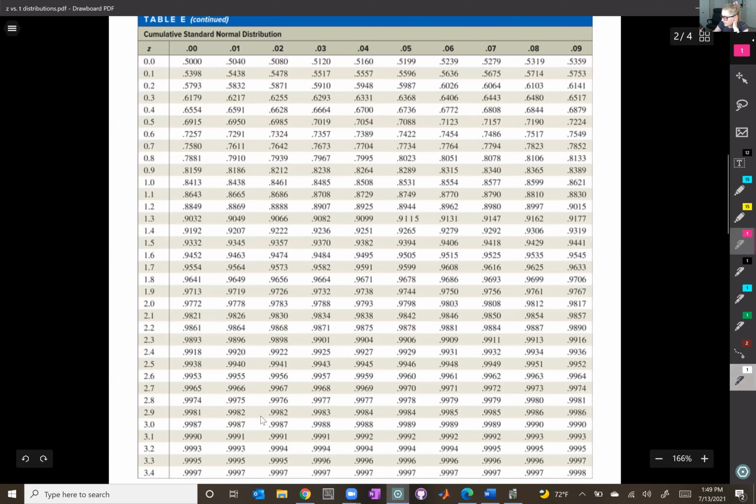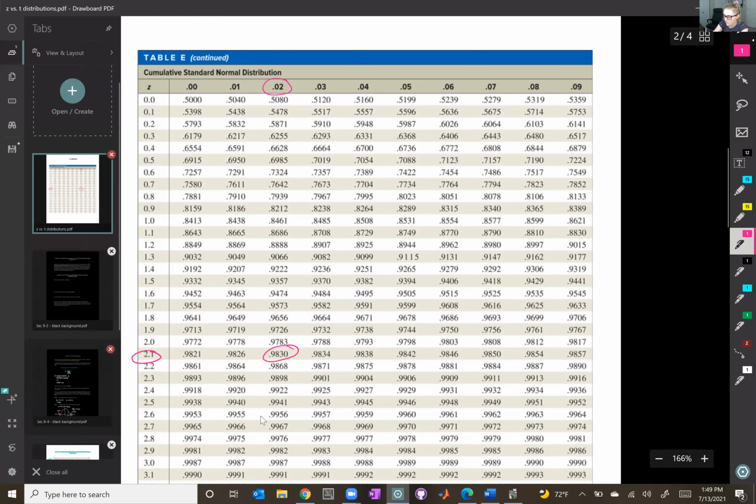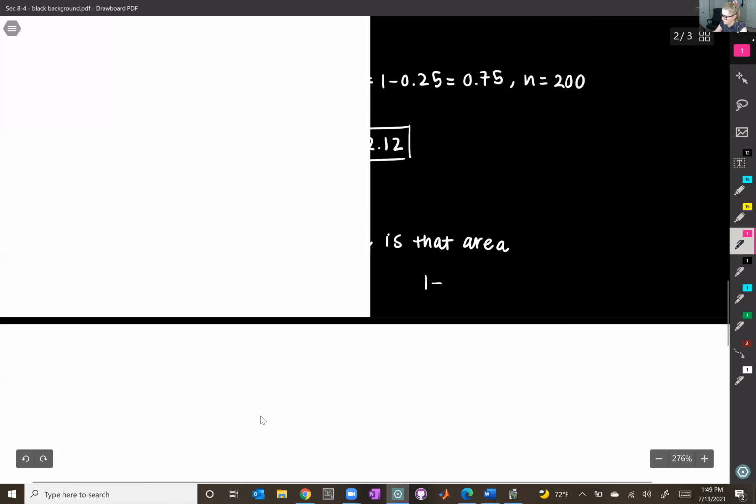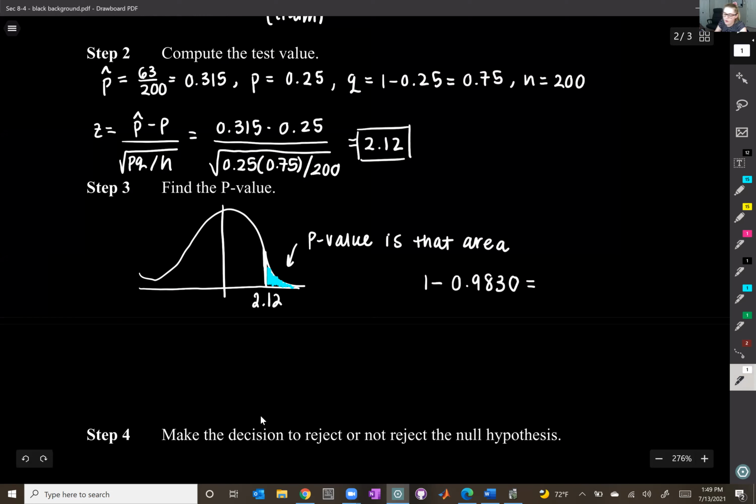All right, well, 2.1 is down here. And then if we come up here, 0.2 is here. So we have 0.9830. Okay, and if we go ahead and do 1 minus 0.9830, that gives us 0.017.